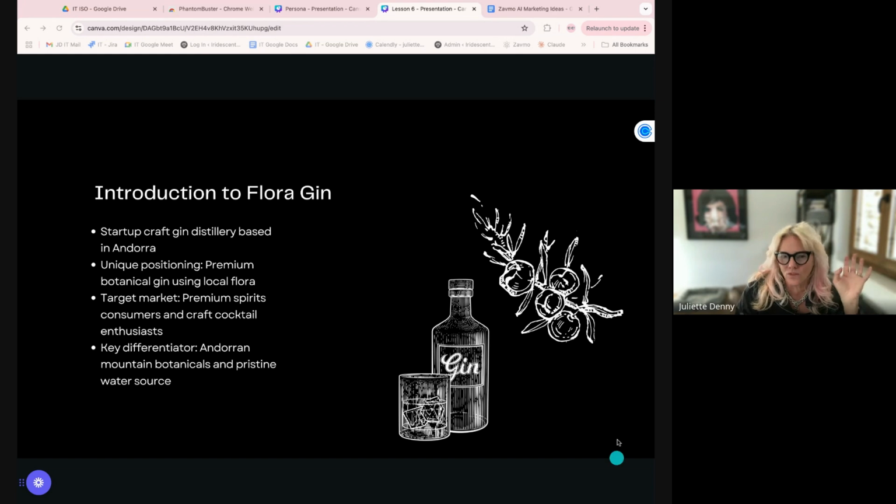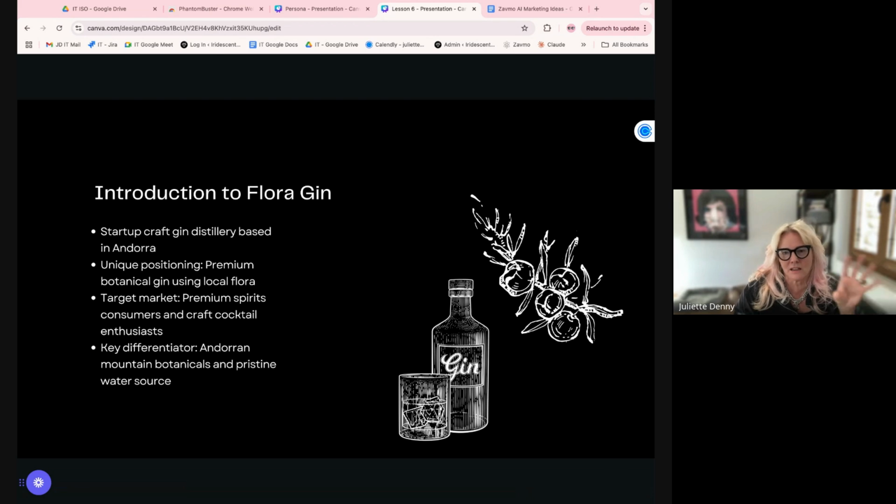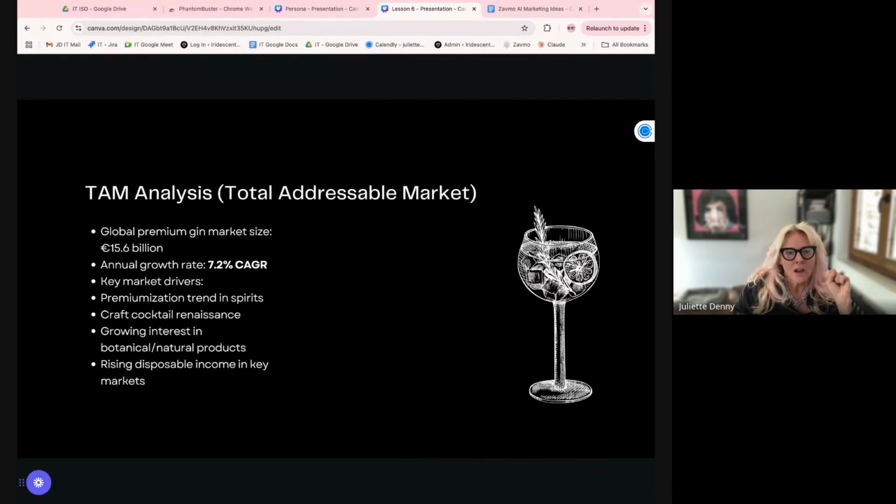Okay, so that's the concept, and hopefully you're all imagining what I'm imagining, which is the most amazing botanical gin that just looks stunning. Okay, so the total addressable market. First of all, let's look at the total addressable market. If Flora Gin was able to go straight to the entire world and sell its product, it would be looking at a gin market size of 15.6 billion. It's a huge market.